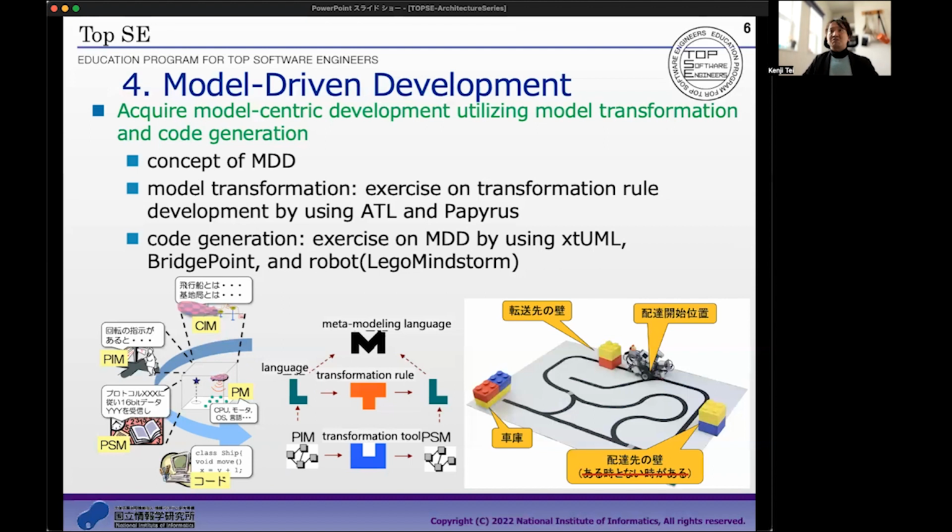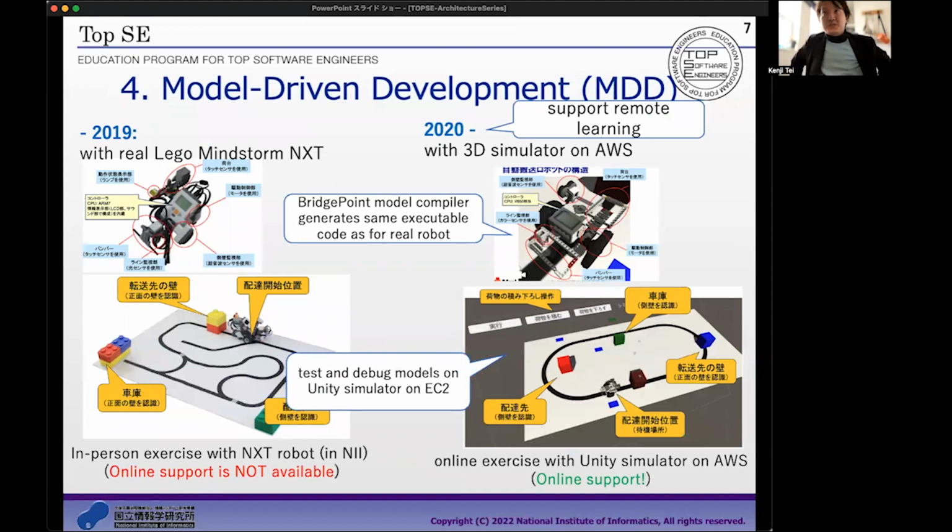So this model transformation exercise works on the model transformation rule language called ATL, which is the de facto standard of model transformation rule languages. And they try to develop the model transformation rules to automate the transformation from the highly abstract level model to the lower, more detailed level models, including code. So typically, this model-driven development exercise uses the Lego Mindstorms robot.